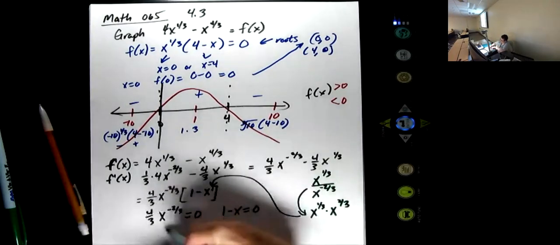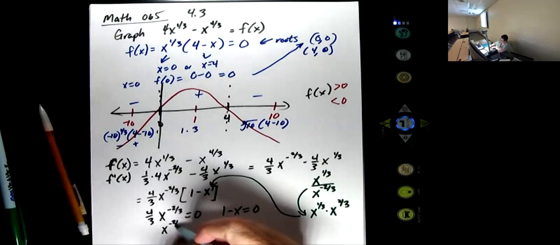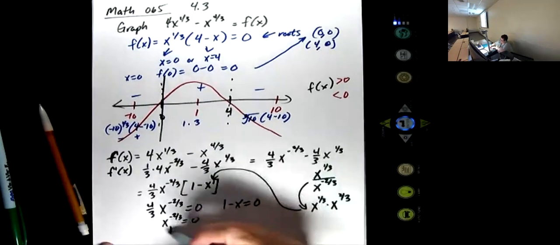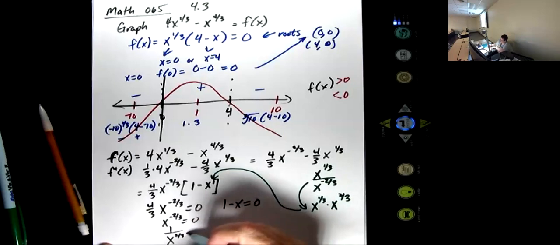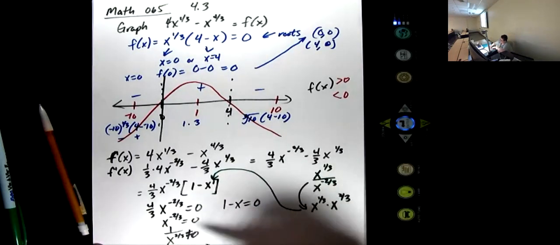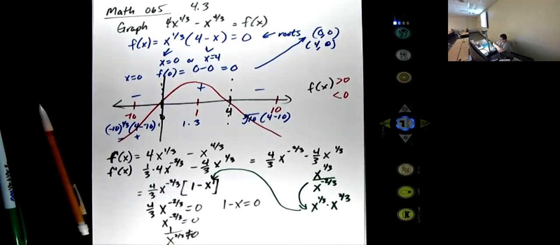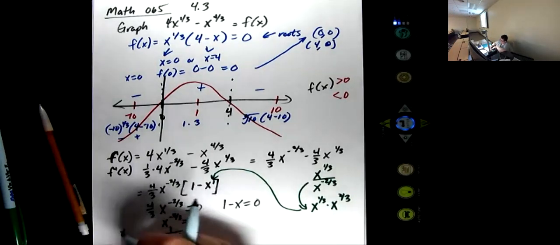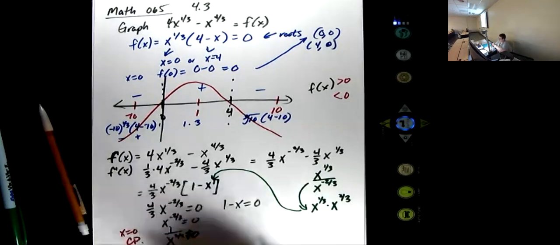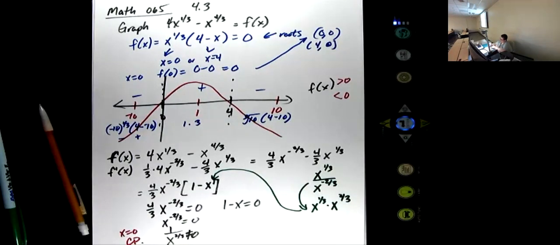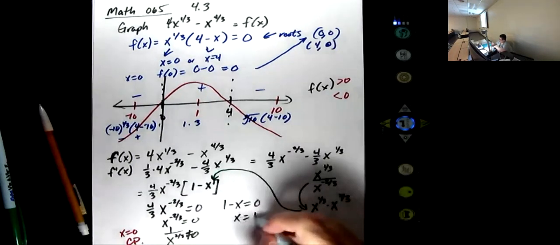I can multiply by 3/4 here, and I get x to the -2/3 equals 0. That's 1 over x to the 2/3 equals 0. That doesn't happen anywhere. But x equals 0 is a critical point. Here we have it nice and easy. x equals 1 is one of the zeros.